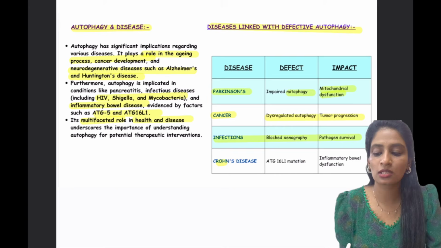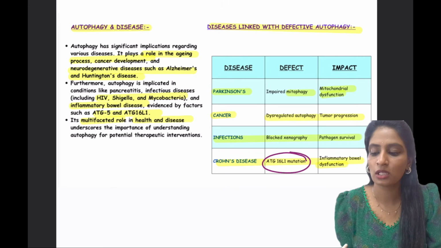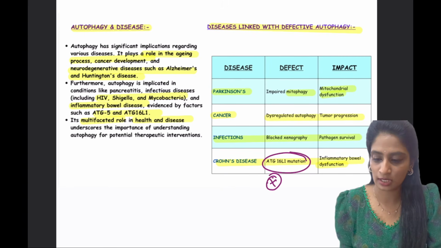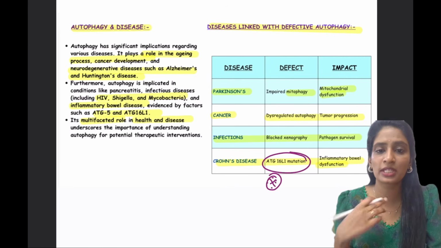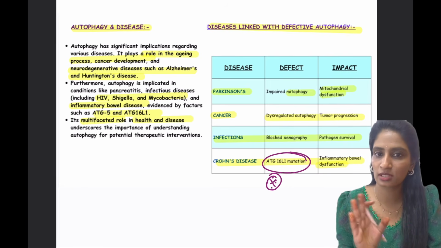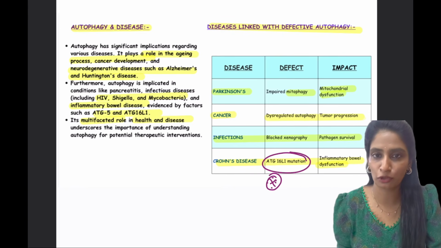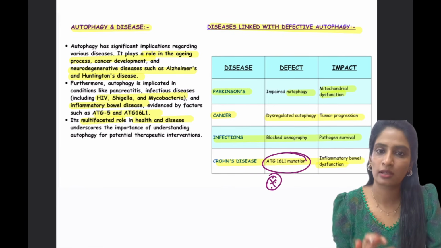For Crohn's disease, you can name the ATG16L1 mutation. This is the autophagy gene responsible for inflammatory bowel disease. If there is a failure in this particular gene, it will lead to Crohn's disease. That's what they are trying to say. It's a recent advance where they have detected that this type of autophagy gene is the main cause of Crohn's disease.